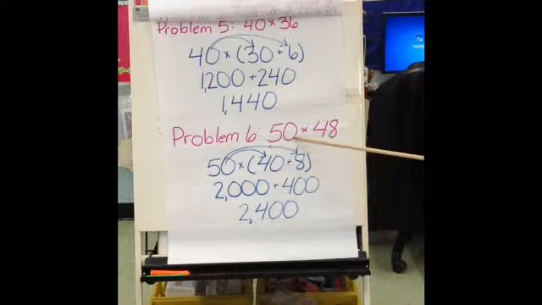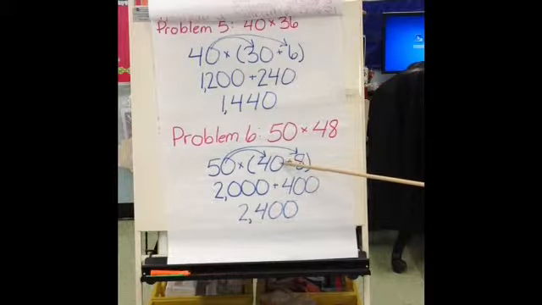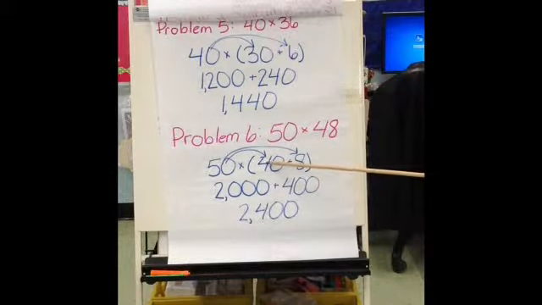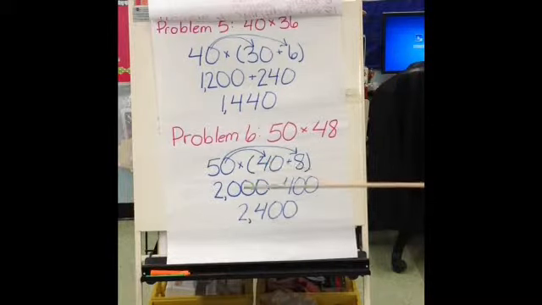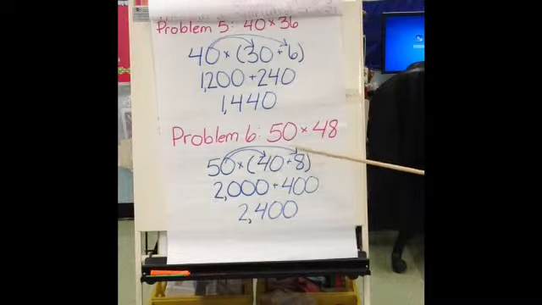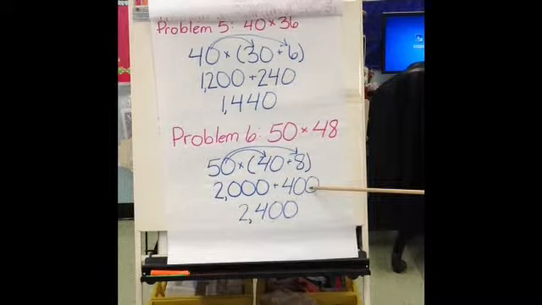Problem number 6, 50 times 48. I keep my multiple of 10 out here, then I take this number and I can take out 40, that just leaves 8, so I've got another multiple of 10. So we can multiply multiples of 10 together. 50 times 40 is 2,000. 50 times 8 is 400. So 50 times 48 is 2,400.